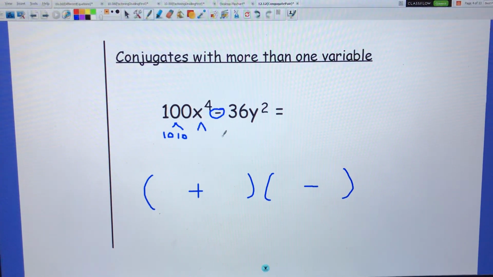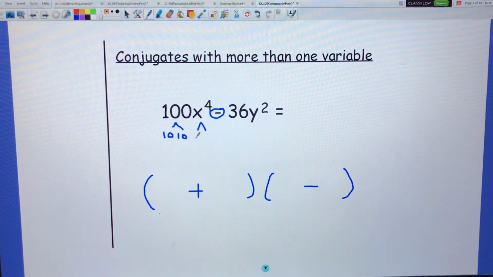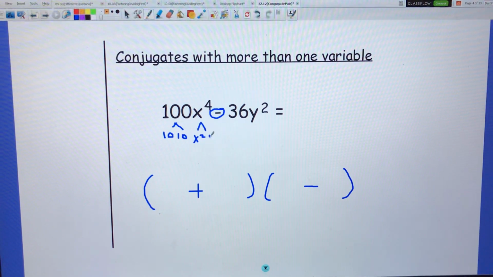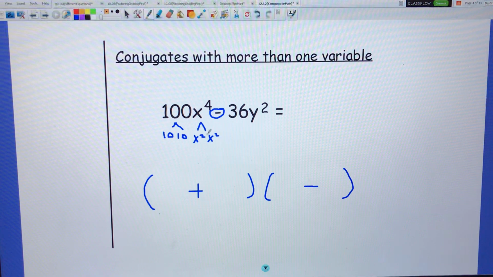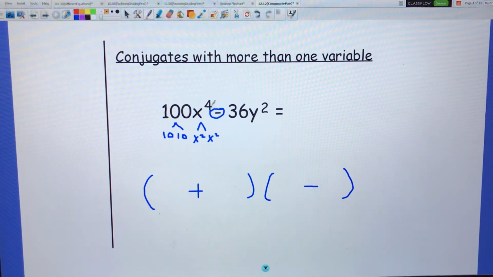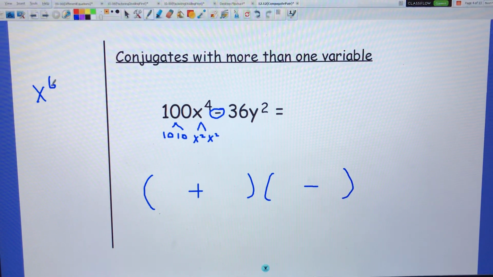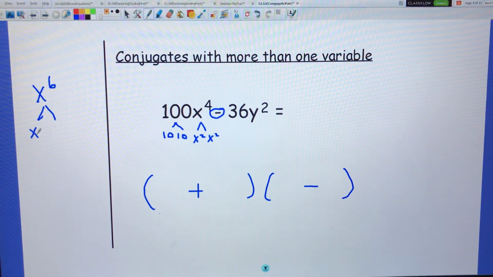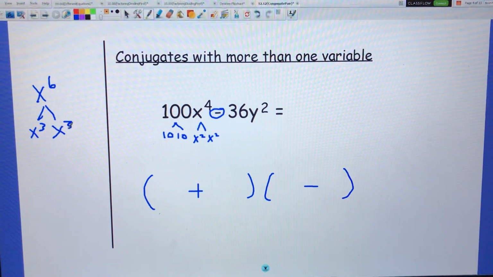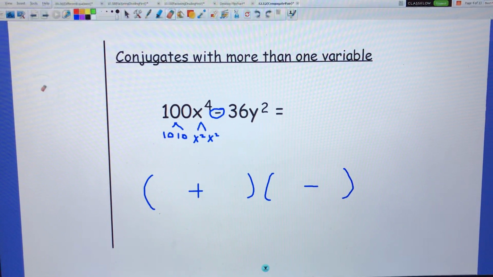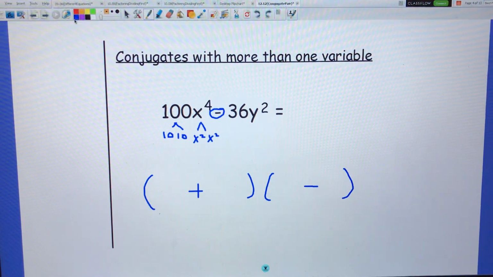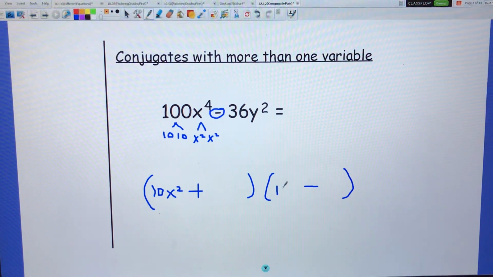x to the 4th. How do you make x to the 4th? It's going to be x squared, all right? Because x squared times x squared is x to the 4th. You've got to add the exponents, right? If that said x to the 6th, it would break up into x to the 3, x to the 3, okay? So make sure you remember that. So again, the left side is going to be 10x squared.